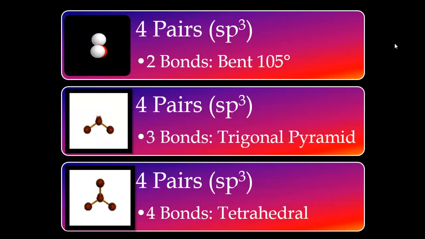And then we have 4 pairs. So we get all of them bonded, and we take on this tetrahedral shape. So now let's look at predicting VSEPR shapes.